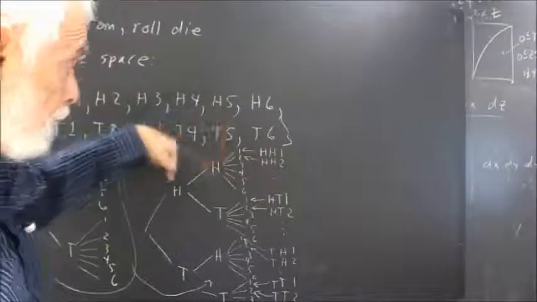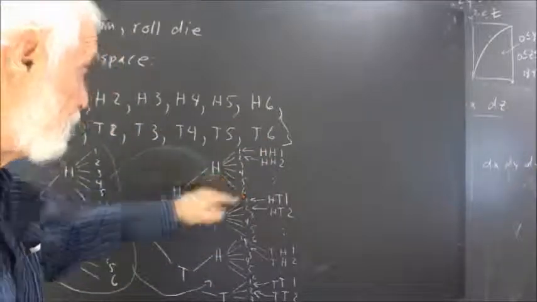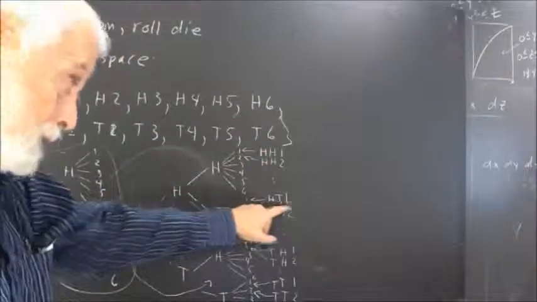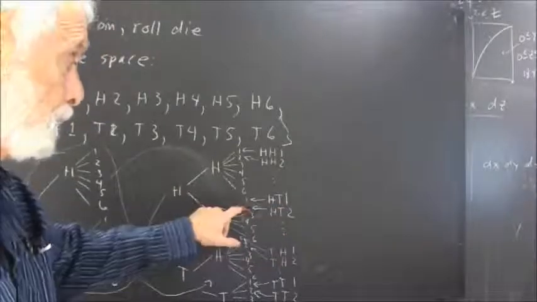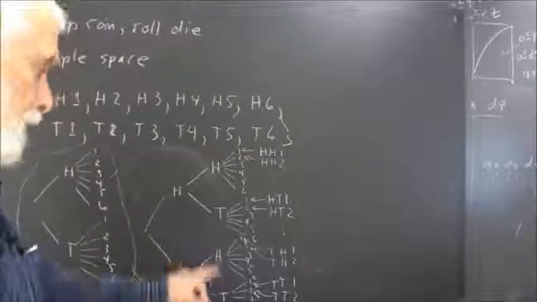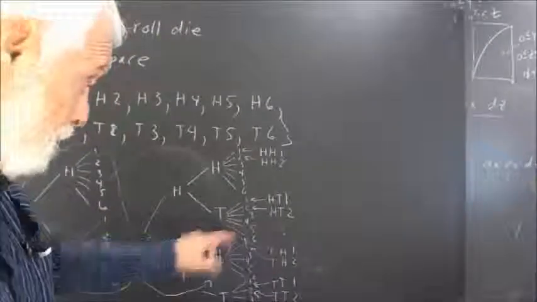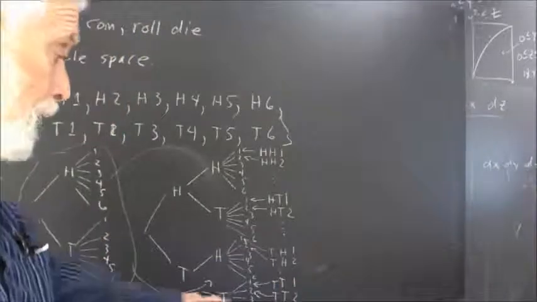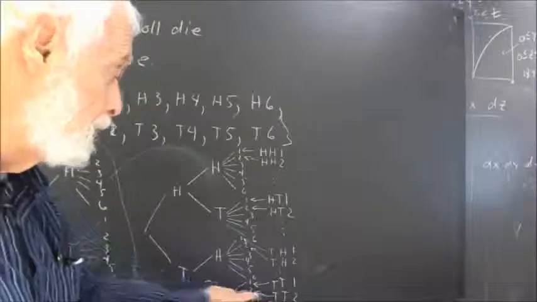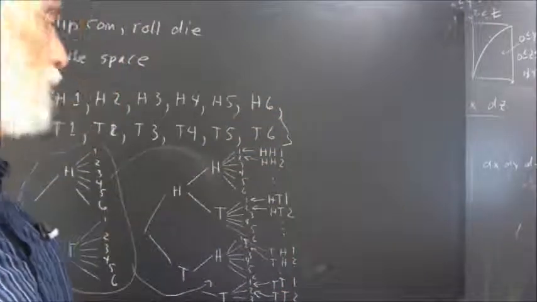This point here corresponds to heads, heads, 2. The path to this point is heads, tails, 1, labeled here. The path to this point is heads, tails, 2, as I've labeled it here. And down here we have tails, heads, 1, tails, heads, 2. Down here we've got tails, tails, 1, tails, tails, 2, and it's pretty clear how each of these would be extended.